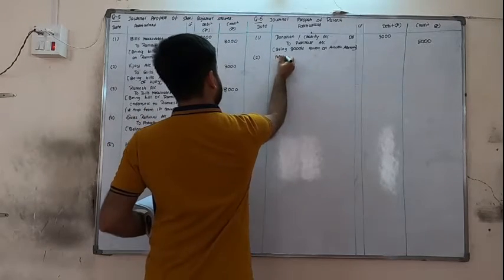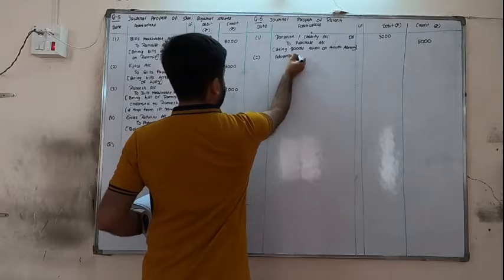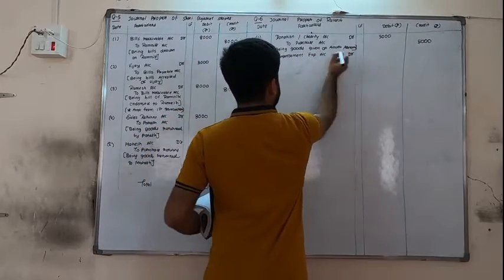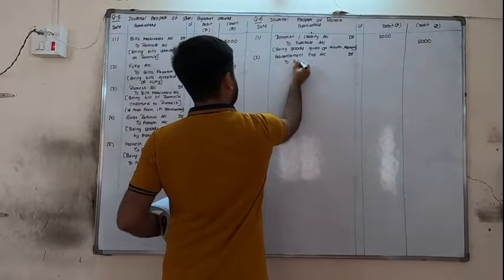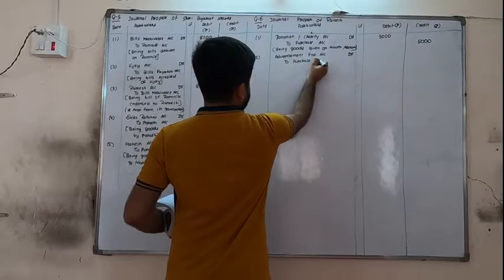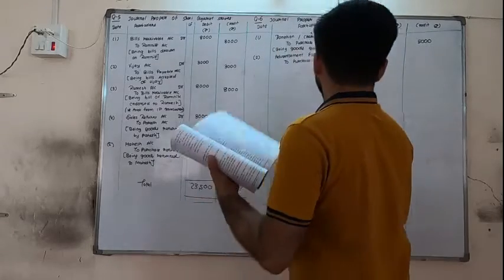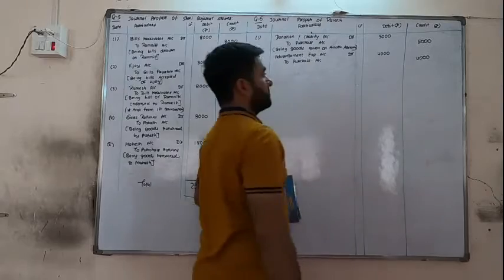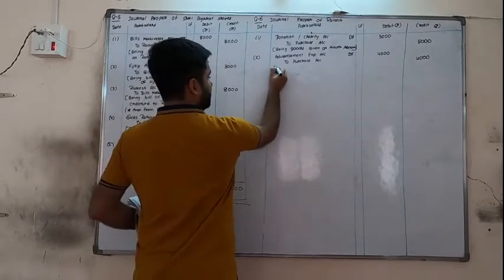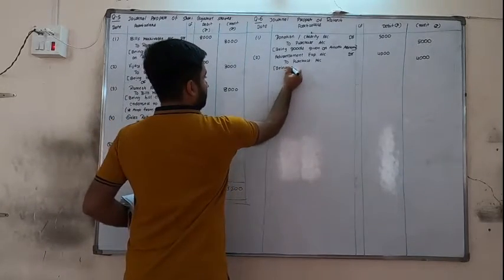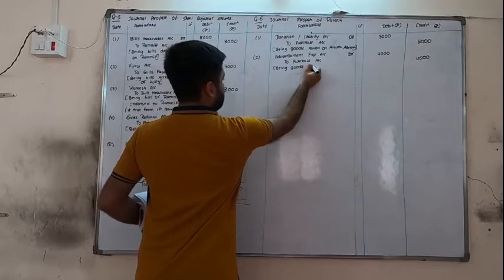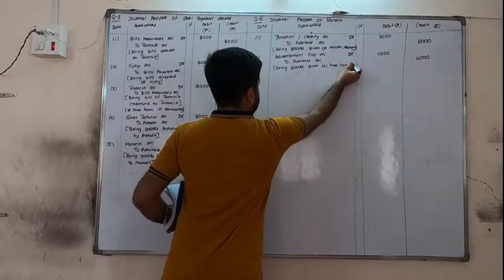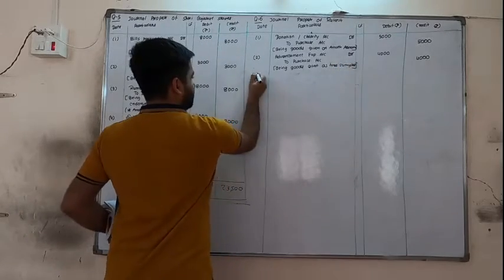So advertisement expense account debit to purchase account. Goods are of rupees 4,000. Because we are giving the goods, goods are going out and we are giving as free samples, so it is our advertisement. Being goods given as free samples.